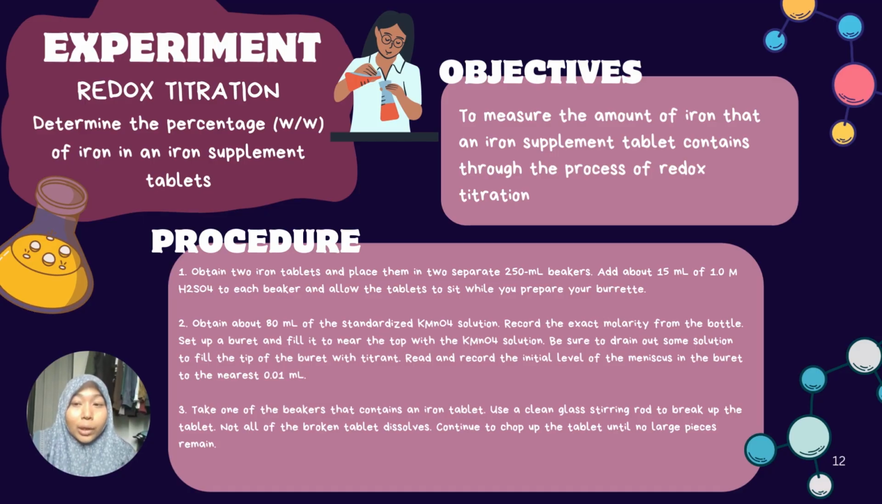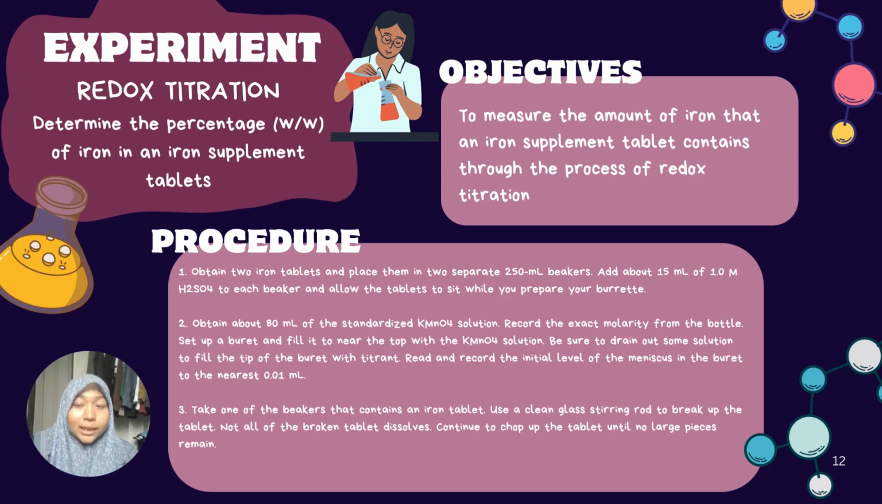Add about 15 ml of 1.0 M H2SO4 to each beaker and allow the tablets to sit while you prepare your burette. Step 2. Obtain about 80 ml of the standardized KMnO4 solution. Record the exact molarity from the bottle. Set up a burette and fill it near the top with the KMnO4 solution. Be sure to drain out some solution to fill the tip of the burette with titrant. Read and record the initial level of the meniscus in the burette to the nearest 0.01 ml.